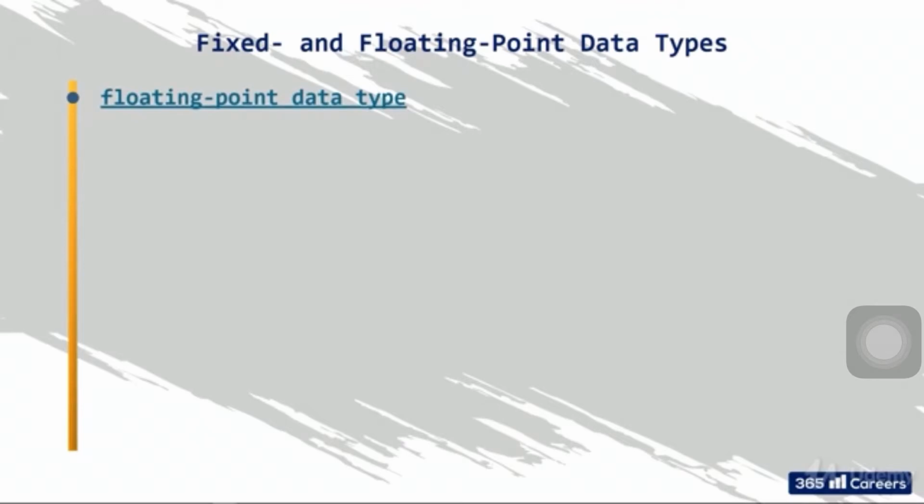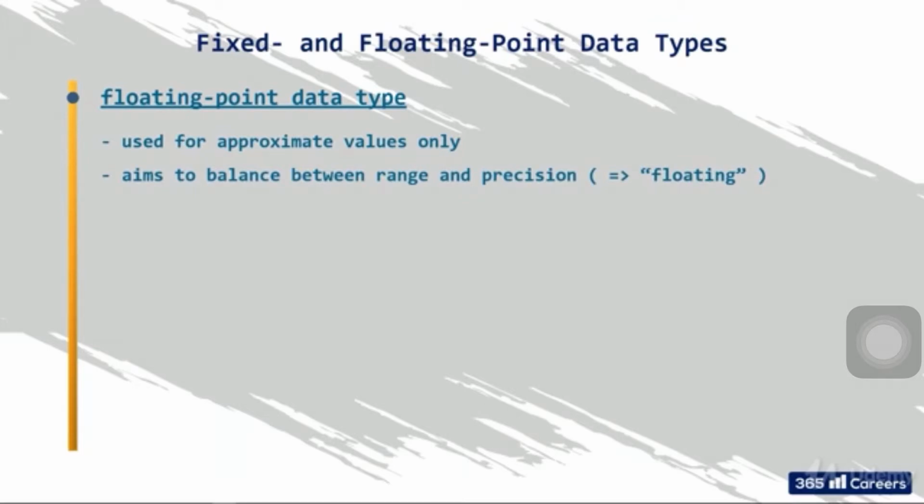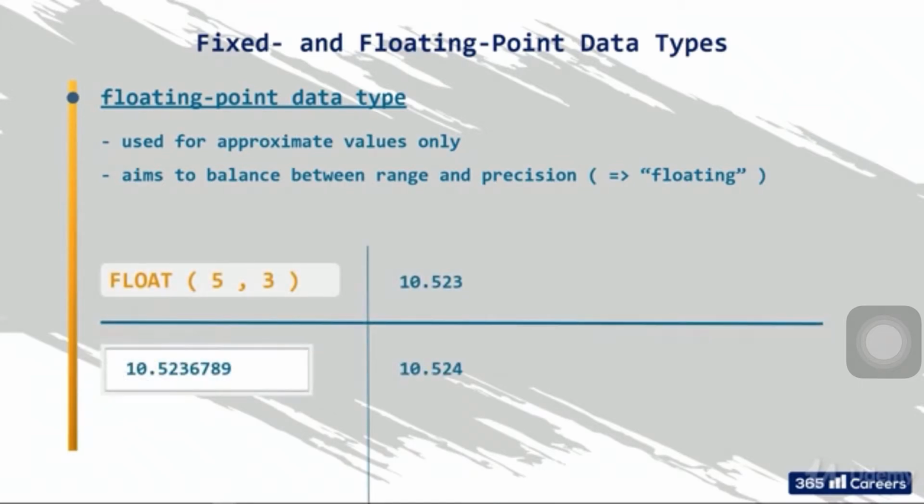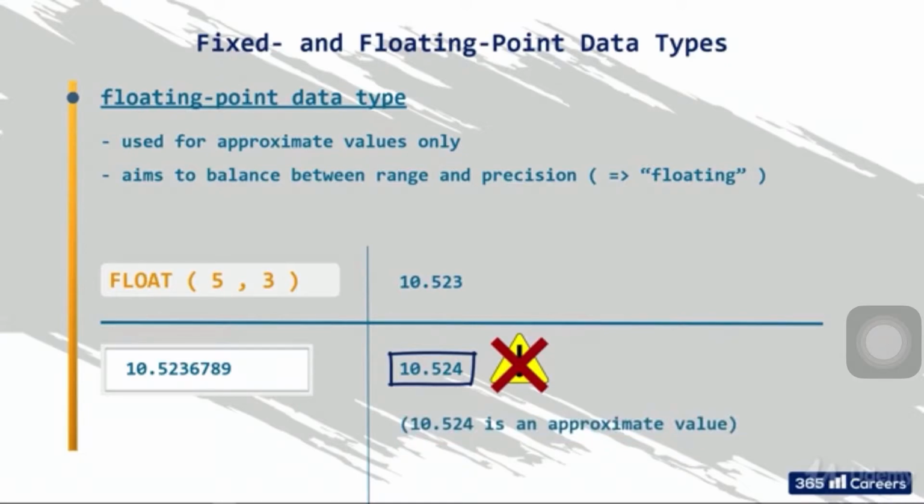It is used for approximate values only and aims to balance between range and precision, hence the first part of its name, floating. Unlike the fixed point data type, when one is working with the floating point type for the precision of 5 and scale of 3, the insertion of the same number, 10.5236789, will not give us a warning. Instead, the number will be rounded to a new one with only 3 digits after the decimal point. That is, SQL will store this data as 10.524, which is an approximate value.